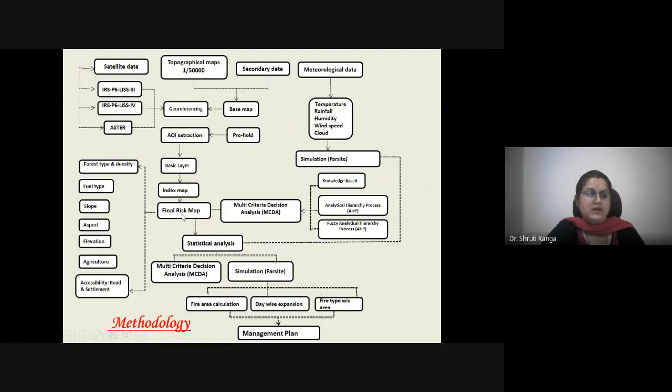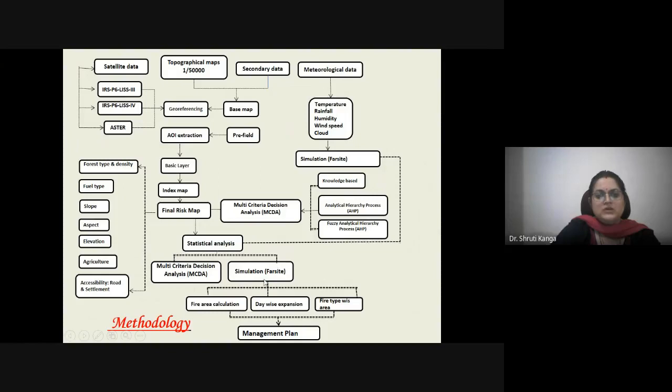up to the creation of the forest fire risk map based on different layers and different modeling techniques. After calculating this fire risk, we are now into the statistical analysis of the fire simulation model, where we have taken all these layers as input parameters. We have also taken the meteorological data along with the forest type and forest density, the topographical factors, the accessibility, and the meteorological parameters. We have taken all these things into consideration for the simulation modeling of forest fire.